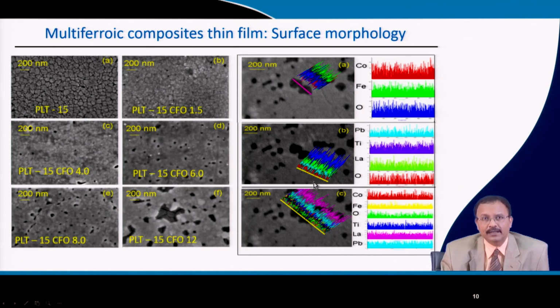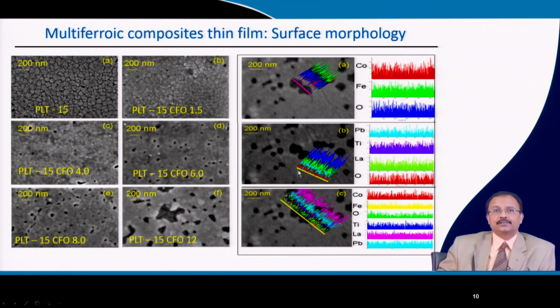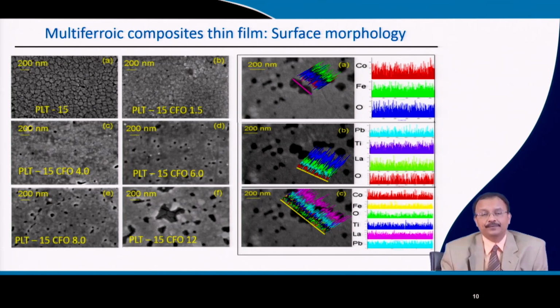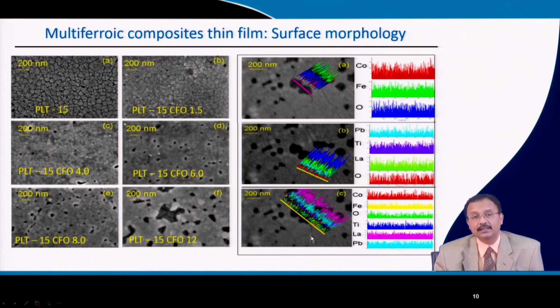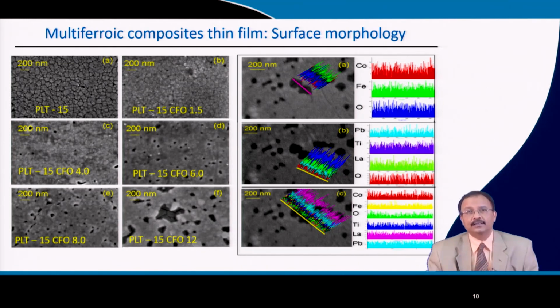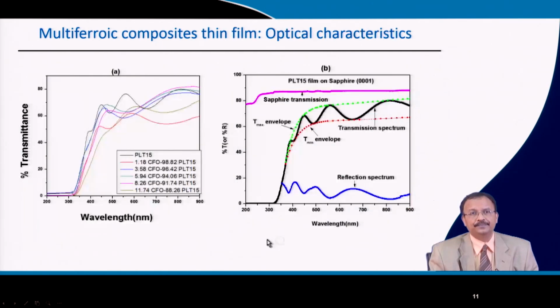Similarly, if you suspect that this is your matrix phase, then you do a line scan on the matrix and you get lead, titanium, lanthanum, oxygen. So, indeed this is your matrix, and these are dispersed. You do a line scan over the whole range and you get all the elements. That will tell you that whatever you are suspecting, that this one is lead, this one is lanthanum, indeed it is true. So, that part is done first.